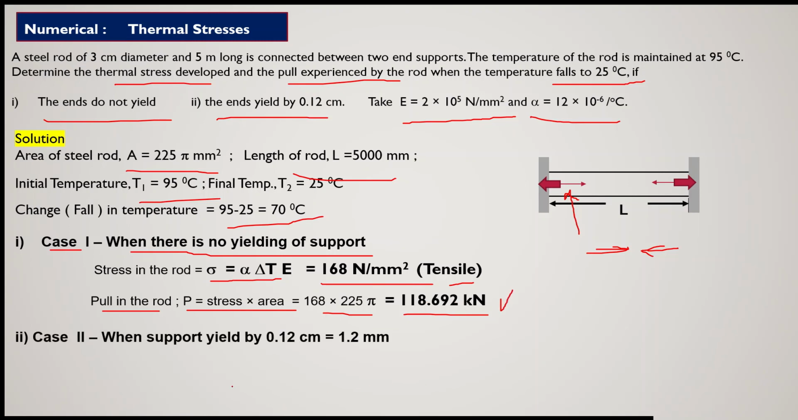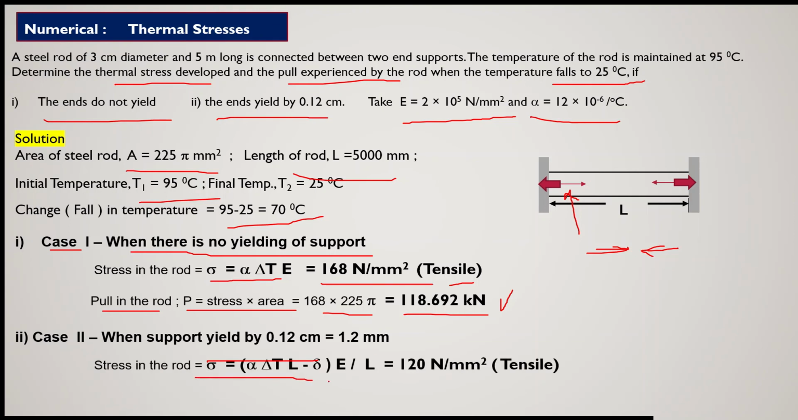Second case, when the support yields by 0.12 centimeter, that means 1.2 millimeter. So accordingly, for the stress, you can use this formula. The stress in the rod will be 120 Newton per millimeter square, which is tensile in nature. The pull in the rod will be 84.78 kilonewton.